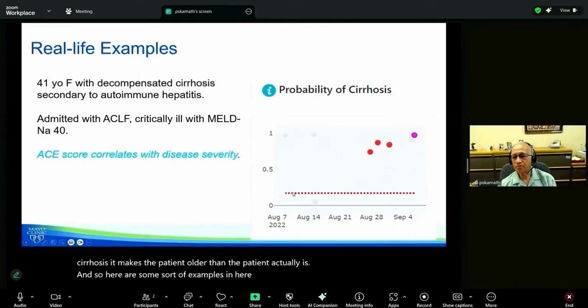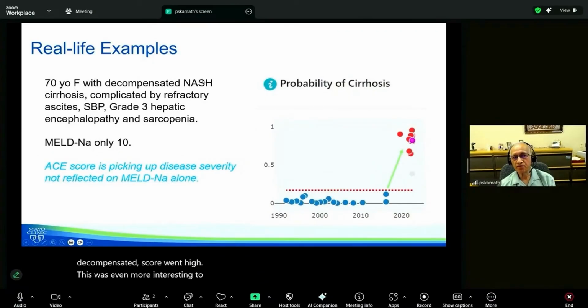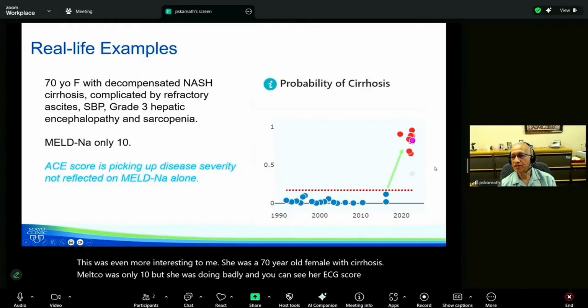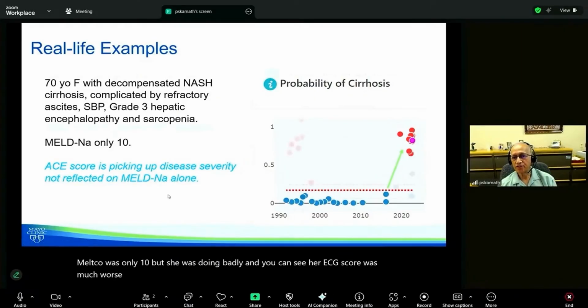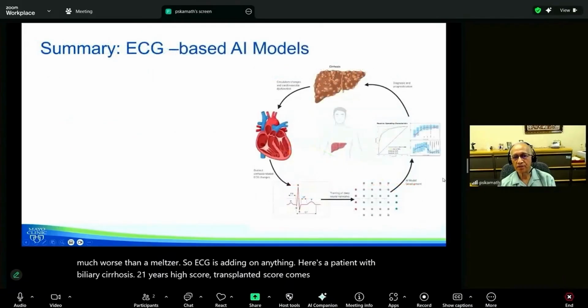Here's a 41-year-old patient who decompensated with autoimmune disease. Score was low. When she decompensated, score went high. This was even more interesting to me. She was a 70-year-old female with cirrhosis. MELD score was only 10, but she was doing badly. And you can see her ECG score was much worse than her MELD score. So ECG is adding on anything. Here's a patient with biliary cirrhosis, 21 years, high score, transplanted, score comes back to normal.